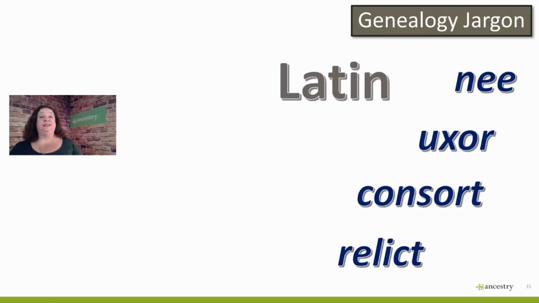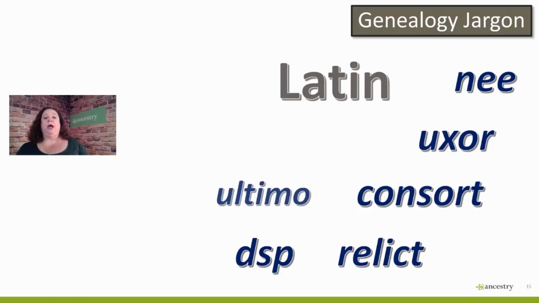A relict. Relict is a widow. So a consort typically, but not always, refers to a living spouse, whereas a relict refers to the surviving spouse after the previous one has died. Now, you may see this acronym show up. It is an acronym for a Latin term, right? Each of those letters represents a Latin word, but basically what it means is this person died without having progeny or children. This person had no children, okay?